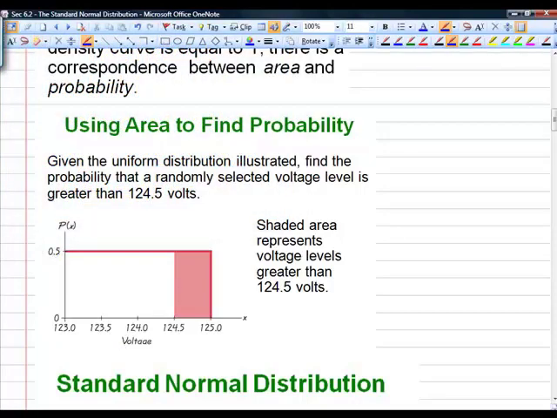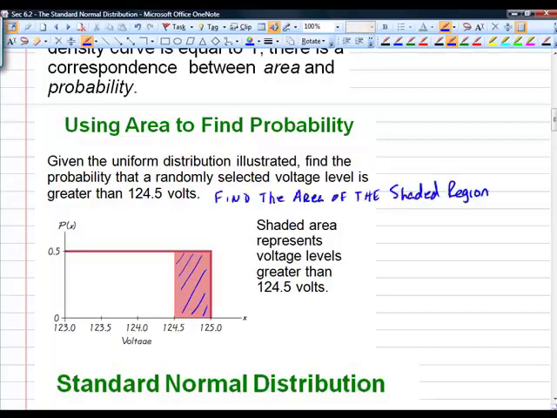So in this problem, we're asked to find the probability that a randomly selected voltage level is greater than 124.5. That means that what we want to do is find the area of this shaded region, because the area of the shaded region corresponds to the probability that we're looking for. So how do you find the area here? For a rectangle, it's length times width, or in this case, length times height.